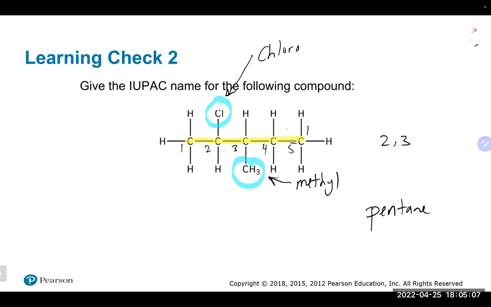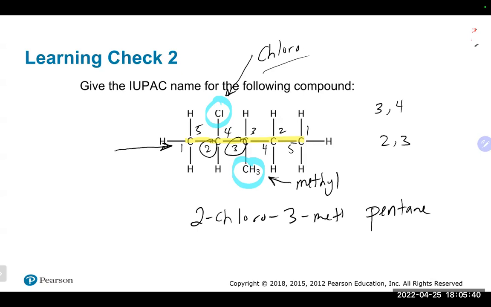Going the other way, 1, 2, 3, 4, and 5 gives us groups at 3 and 4. So clearly going the bottom way of numbering there is going to get us the smaller numbers, which is what we want. That means putting this in alphabetical order. Again, we will go with that group first, which would be at carbon number 2. So that would be 2-chloro, dash, and then this group would be at carbon number 3.